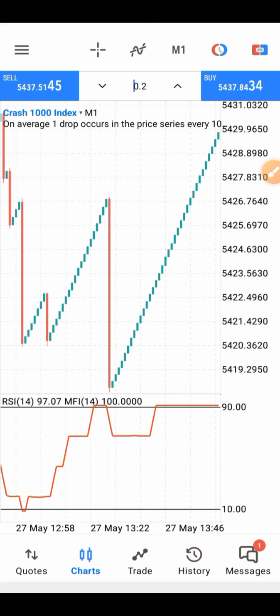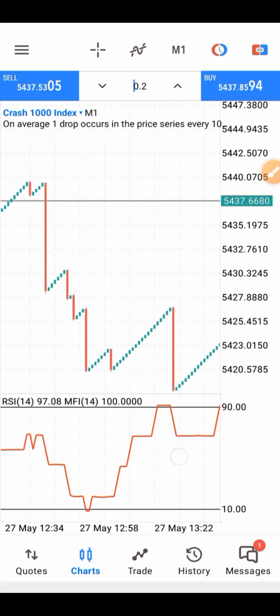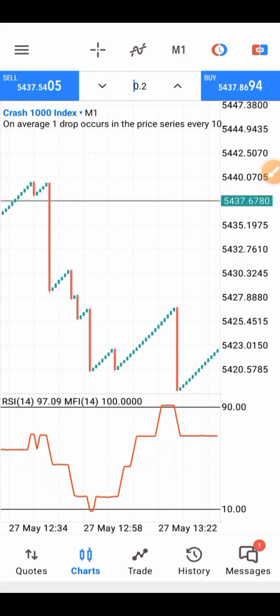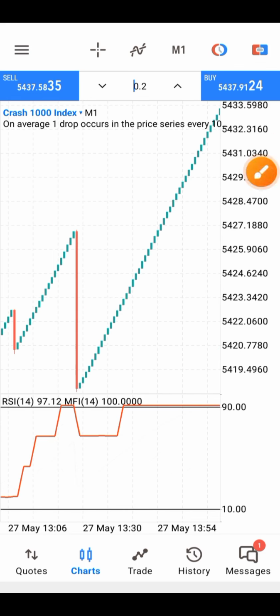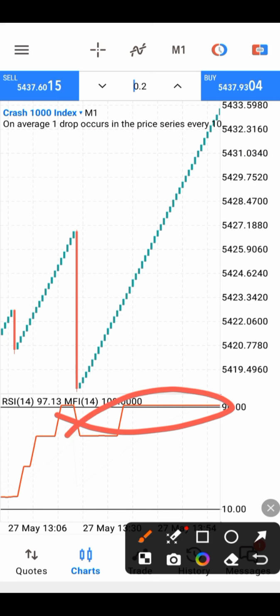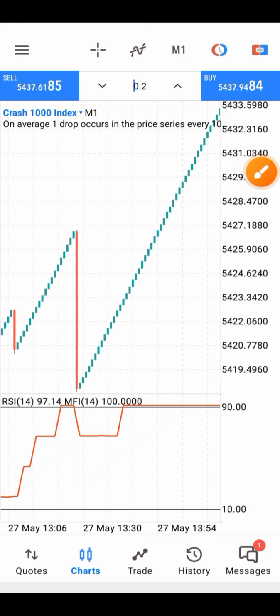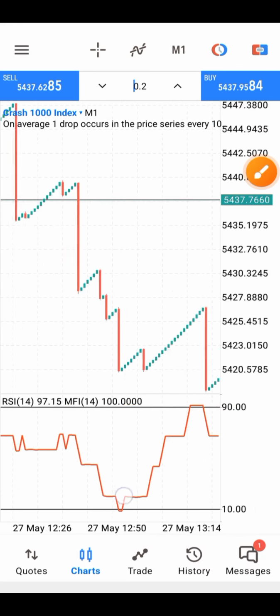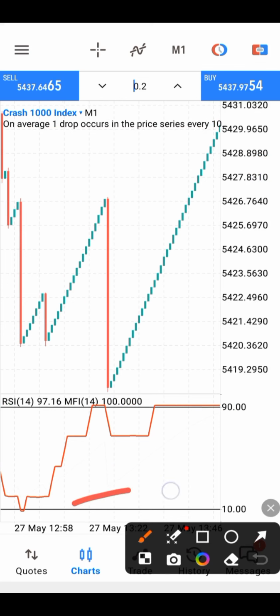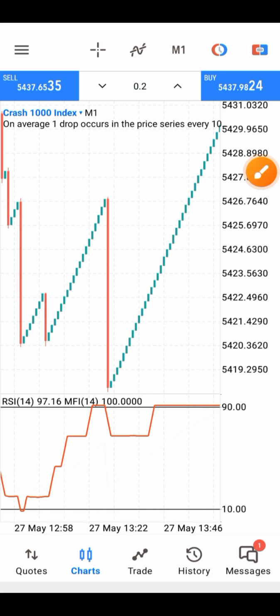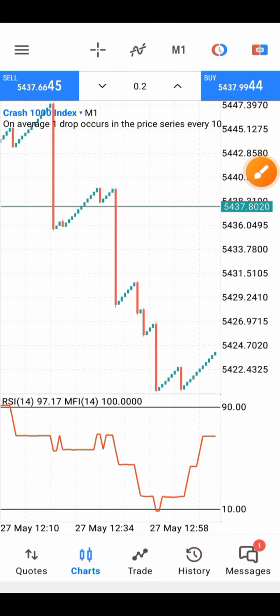You understand? So when the reading is above 80, that is anything up here, it indicates overbought. While if the reading is below 30, it indicates oversold, when the market is down. That is the functionality of this indicator, RSI.